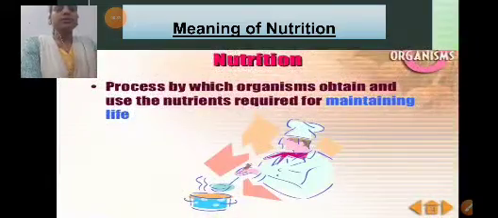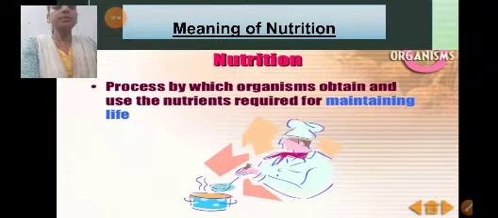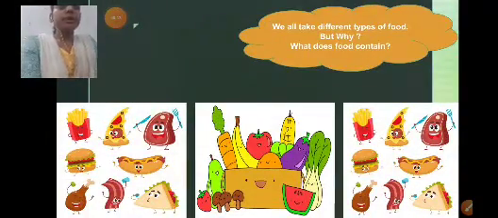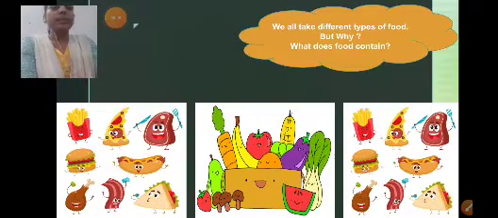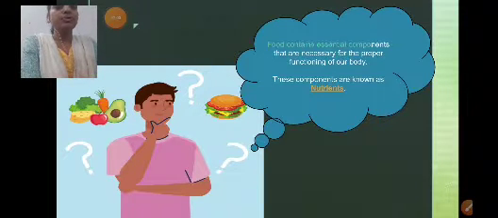So students, nutrition is the process by which organisms obtain and use the nutrients that are required for maintaining life. Why do we take different types of food? What is the need of taking food? What does food contain? The food that we take contains important components. These components are necessary for the proper functioning of our body, and these components are known as nutrients.